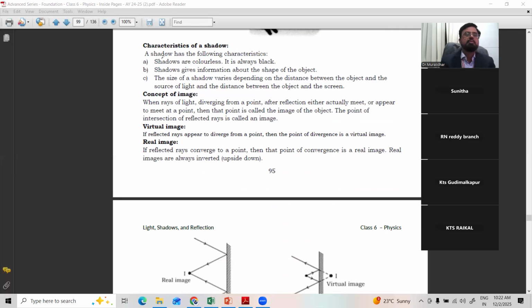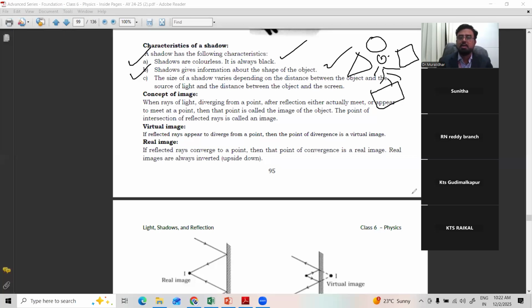Characteristics of shadow. One, a shadow is colorless. It is always black. Shadow gives information about the shape of the object. Your shape, the same shape will fall on the screen. Suppose it is a ball, we get round. If it is a human being, you can find it like this, complete black color. If it is a rectangle, a rectangle forms. Triangle, triangle. It looks like the original shape. No change in shape, but the color is always black.